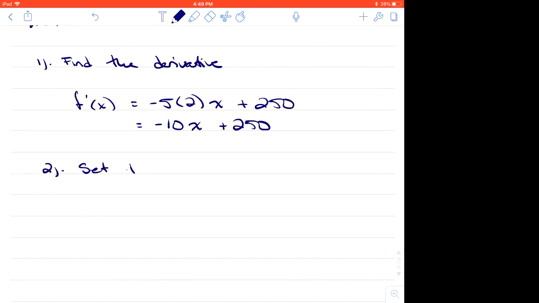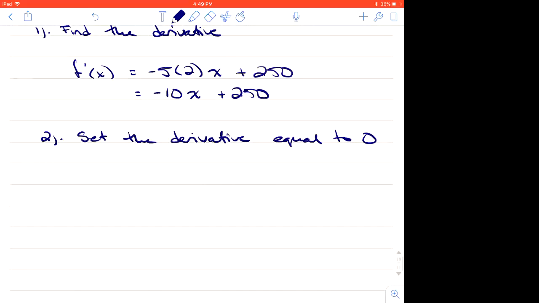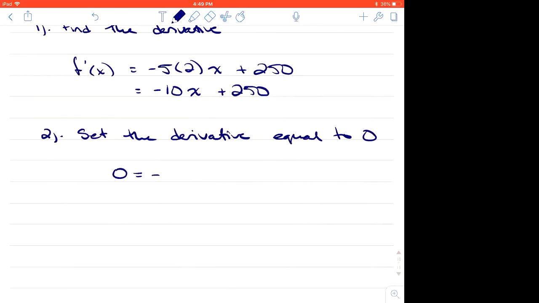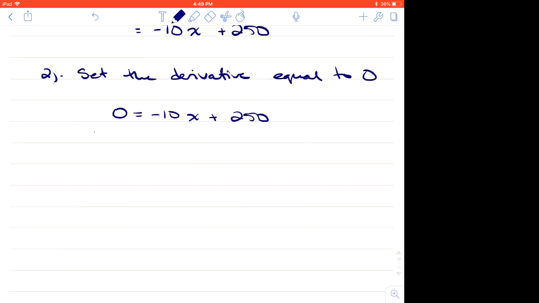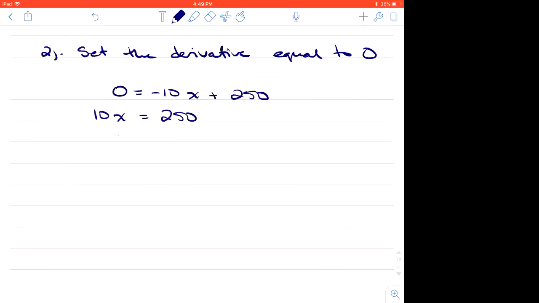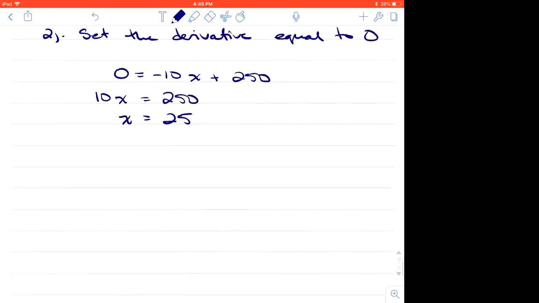Step 2, set the derivative equal to 0. 0 is negative 10x plus 250. I'll move the 10x to the left-hand side. 10x is 250. I'm almost there, so just hang tight. X is 25, skipping a step. I think we're all okay. We're all on board.